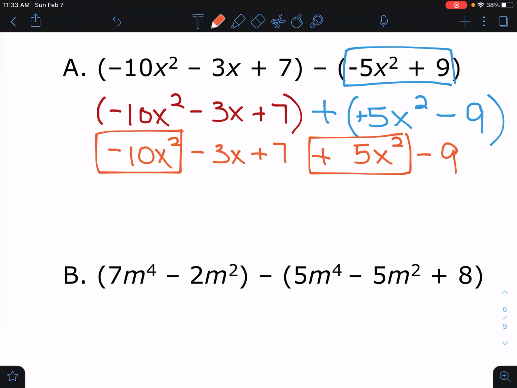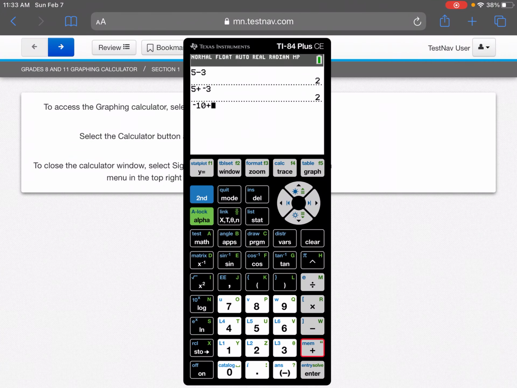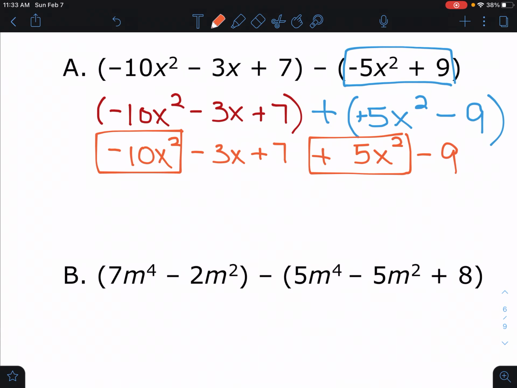I'm going to put these together. So let's see, negative 10x squared plus 5x squared. So negative 10 plus 5 is negative 5. Okay. So this is going to become negative 5x squared. So I've just combined these. They've now become that.